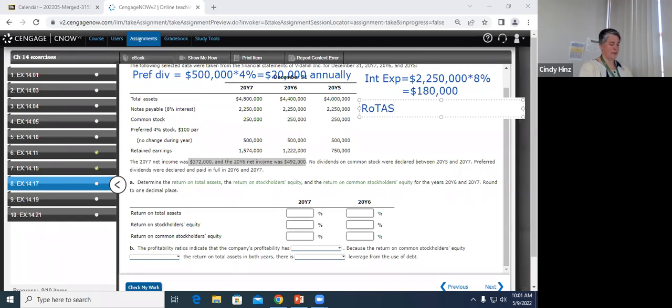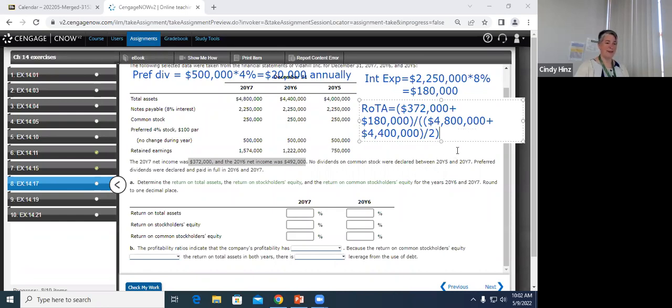Okay. Now let me start on the return on total assets. We started with the net income, which for 2017 was $372,000. We add back to that the interest expense that we just calculated, $180,000. And then we divide that by the average total assets. Just like we talked about with average receivables and average inventory, we're adding the beginning and ending assets together and dividing by 2. Make sure you get your grouping symbol together there.